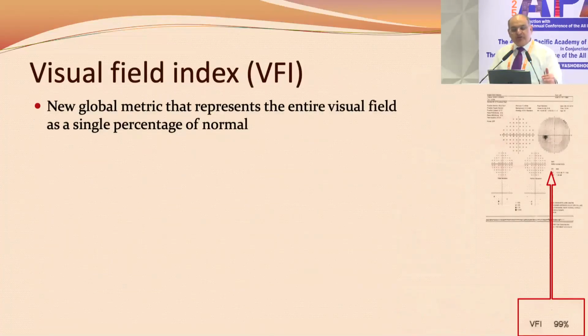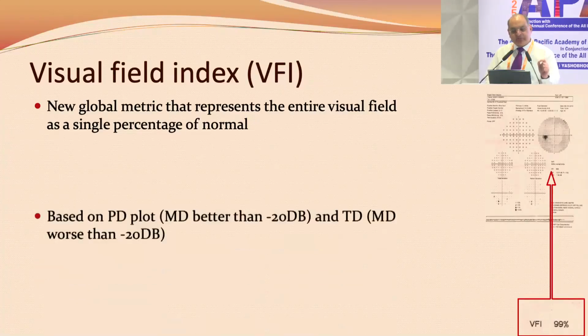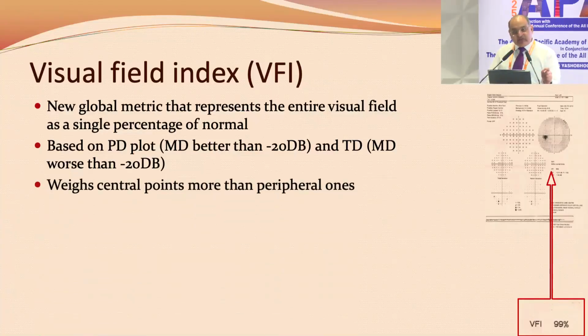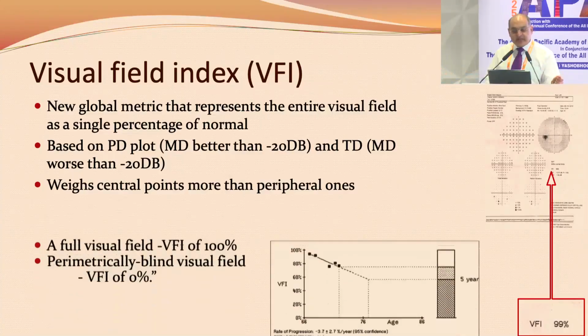Now we move on to the VFI. VFI is a new global metric. It represents the entire visual field as a single percentage, the normal being 100 and a perimetrically blind person being 0. It is based upon the pattern deviation plots when the mean deviation is better than 20 decibels, and the total deviation plot when the mean deviation is worse than 20 decibels. It is again centrally weighted, because we all know that the point of fixation is the center. Whenever the glaucoma threatens the point of fixation, it becomes very important for us.